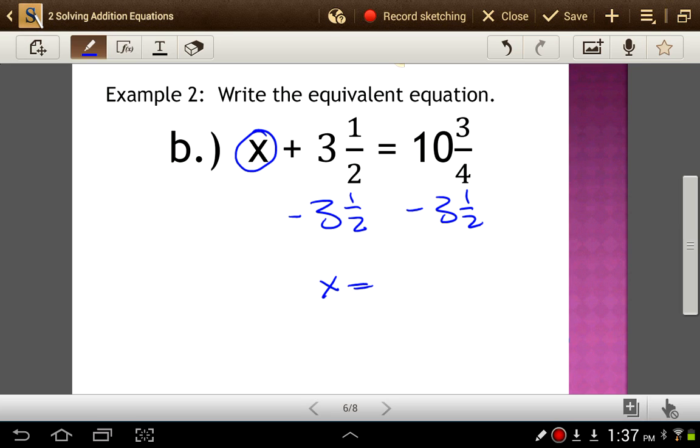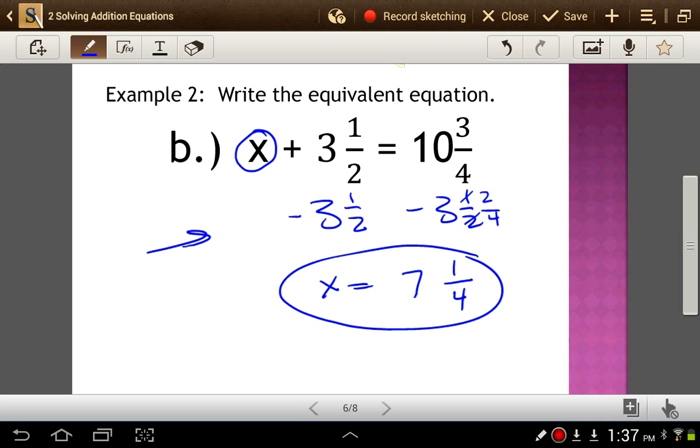On this side, I'm going to subtract. I'm going to make these common denominators, so that's going to make that 2/4 instead of 1/2. All right, I can subtract those. 3 minus 2 is 1. Denominator's 4 stays the same. 10 minus 3 is 7 is my whole number, so I get 7 1/4. Again, there's my work, and there's my answer. Okay, you must have your work and your answer. So this is writing the equivalent equation, which means solve the problem. When I say write the equivalent equation, I mean solve the problem. Okay, I'm going to move on to example 3 if you need to pause.